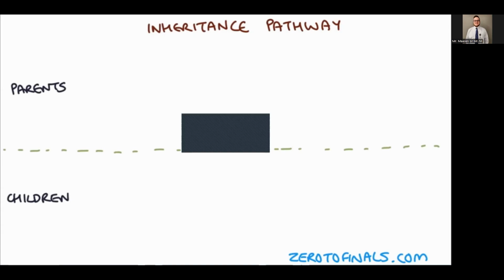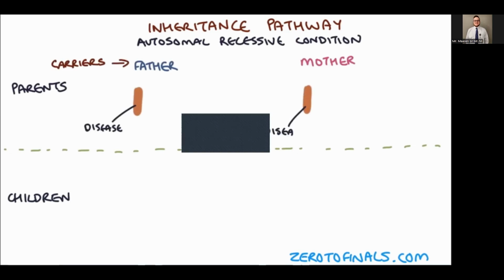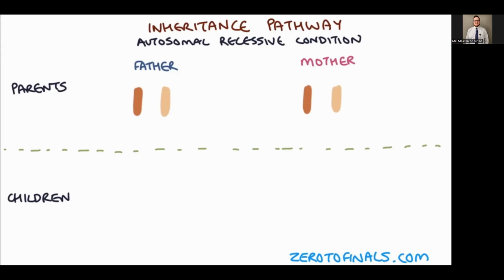Firstly, let's consider both parents are carriers of an autosomal recessive condition. Each parent has one disease gene and one normal gene. As a result, they do not have the disease, but they do have the potential to pass the disease on to their children. So let's label the copies of the gene that could be inherited from the parents as copy 1 and copy 2 from the father, and copy 3 and copy 4 from the mother.